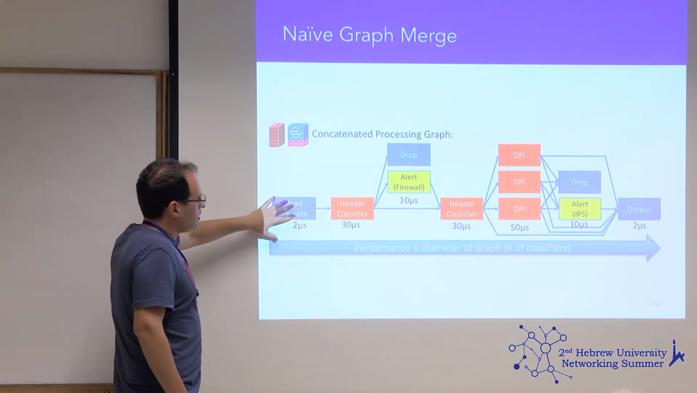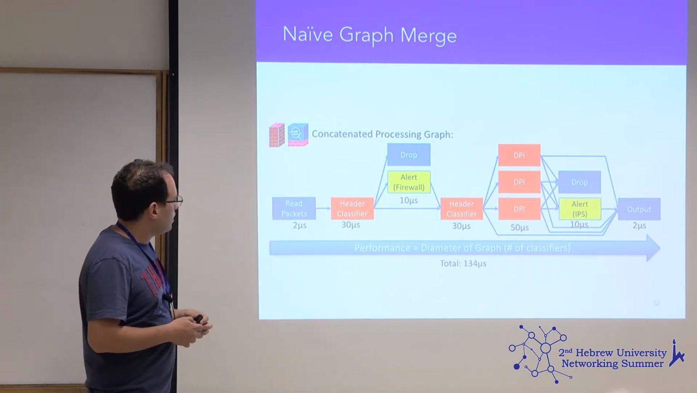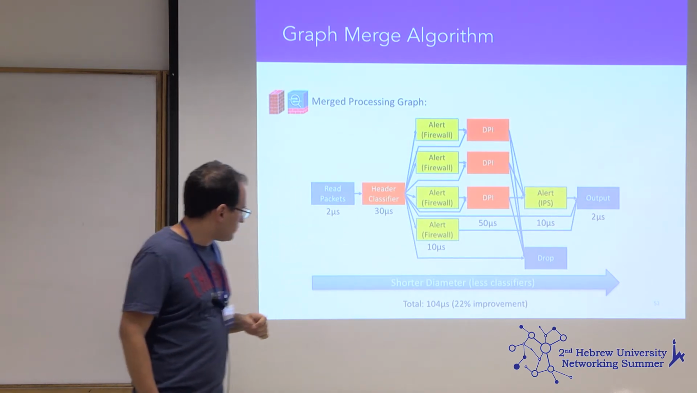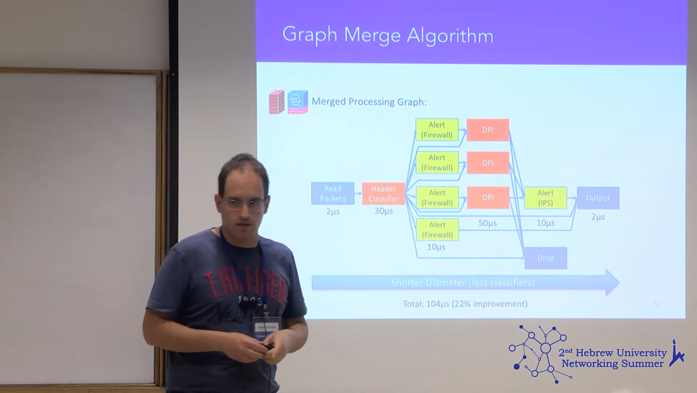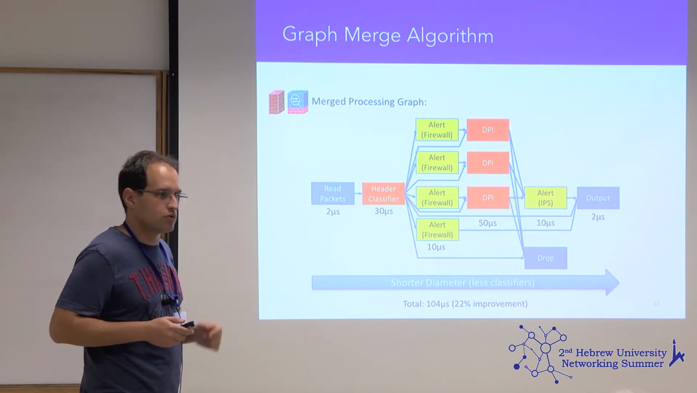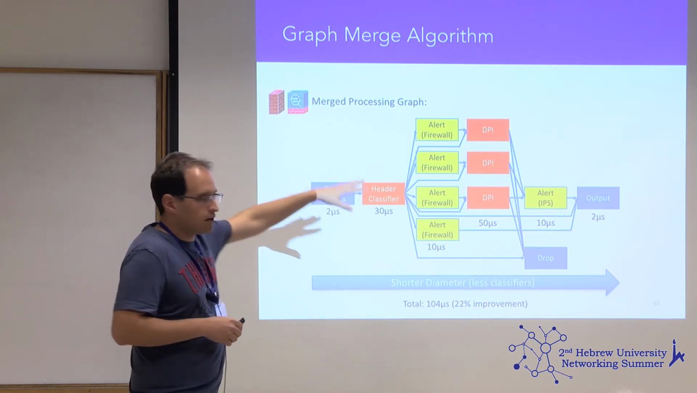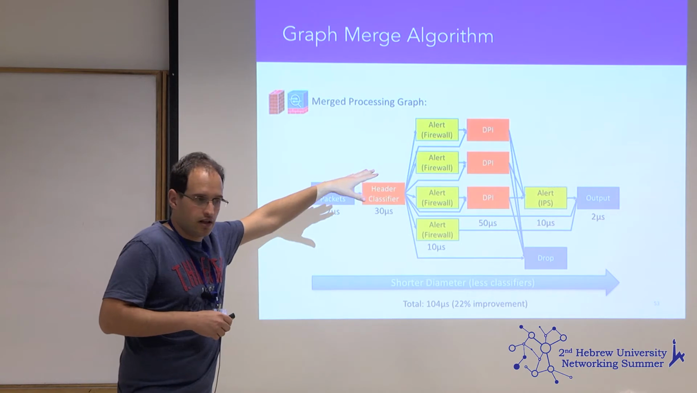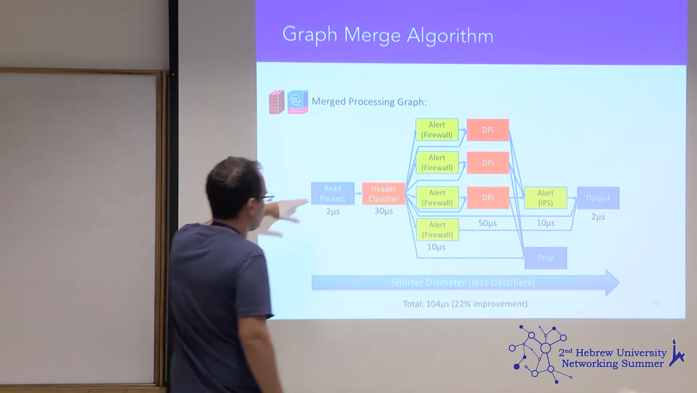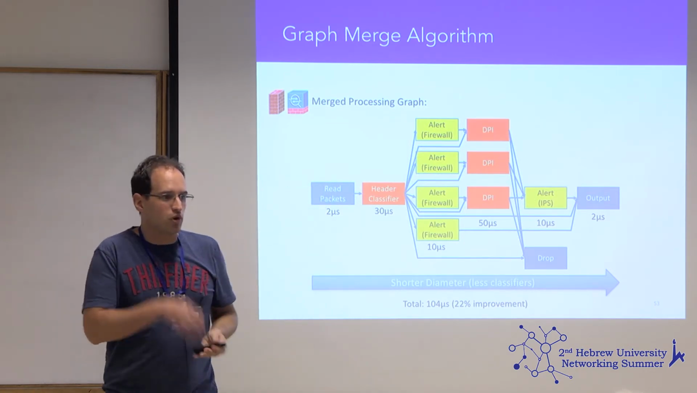Can we shorten this diameter? In the paper, we have an algorithm that actually shortens this diameter. It's a very simple, greedy algorithm that looks for similar classifiers and merges them together. As you can see, it increased the total number of blocks, but this doesn't have any real effect on the performance, because the performance is only affected by the diameter of the graph, the number of blocks a packet goes through.